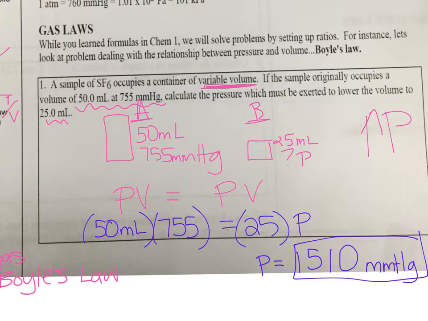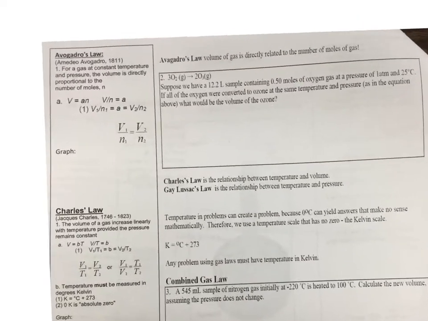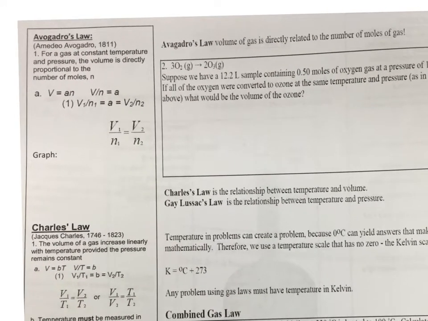Go ahead and turn your page when you're ready. For Avogadro's law, this one relates your volume and moles. Who remembers what this graph looks like? It should be linear, constant, good. And it's V over N.